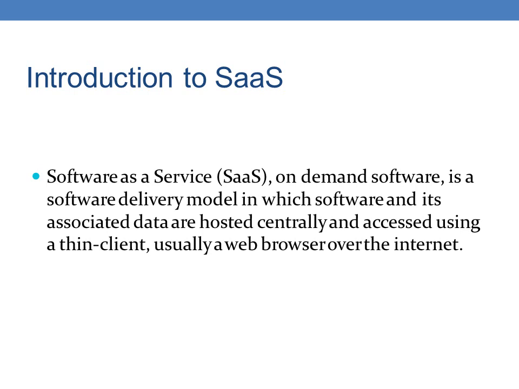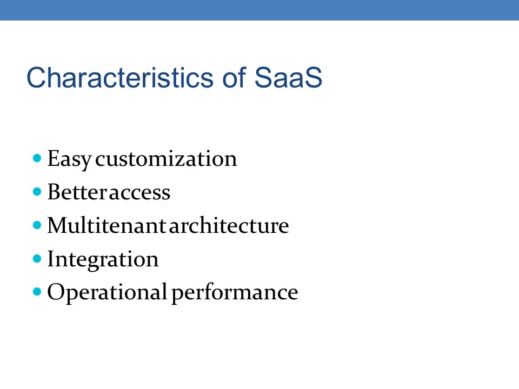Introduction to SaaS. On-demand software is a software delivery model in which software and associated data are hosted centrally and accessed using a thin client, usually a web browser, over the internet.